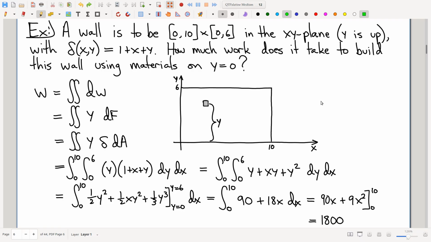So the thing that's going to make this complicated is that the weight of the bricks corresponding to a little piece of area on the wall is not constant. This wall, the thickness is different at different parts of the wall. Some places it's thicker, some places it's thinner. And so how many pounds per square inch is not a constant.